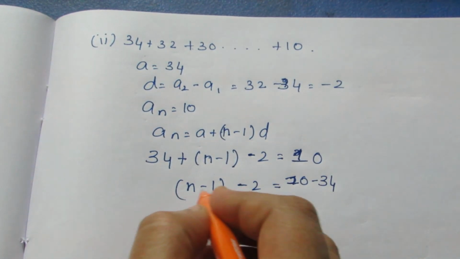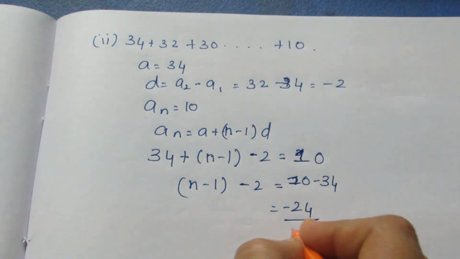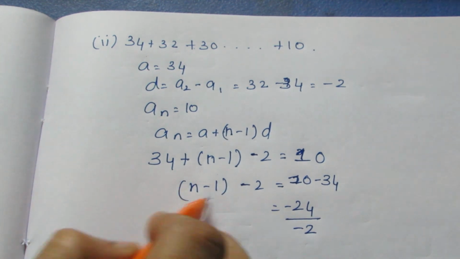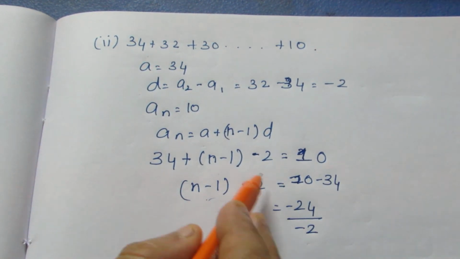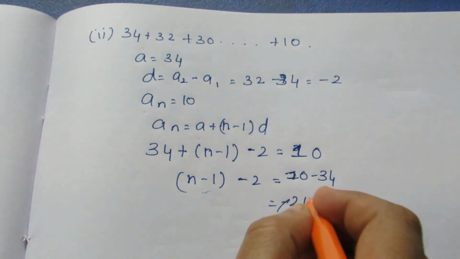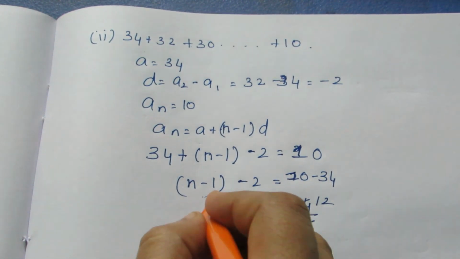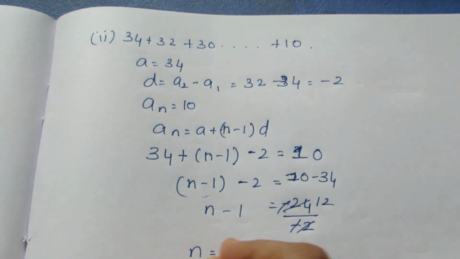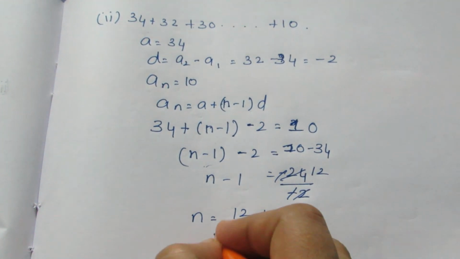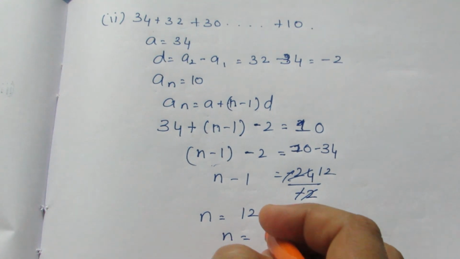Bringing this minus 2, it is in multiply, so it comes as a divide. With n minus 1, it is in multiply, so it comes as a divide. This gets cancelled and becomes 12. So n minus 1 is equal to 12, then if 1 goes to that side, it becomes plus 1. So n is equal to 13 for the sum.